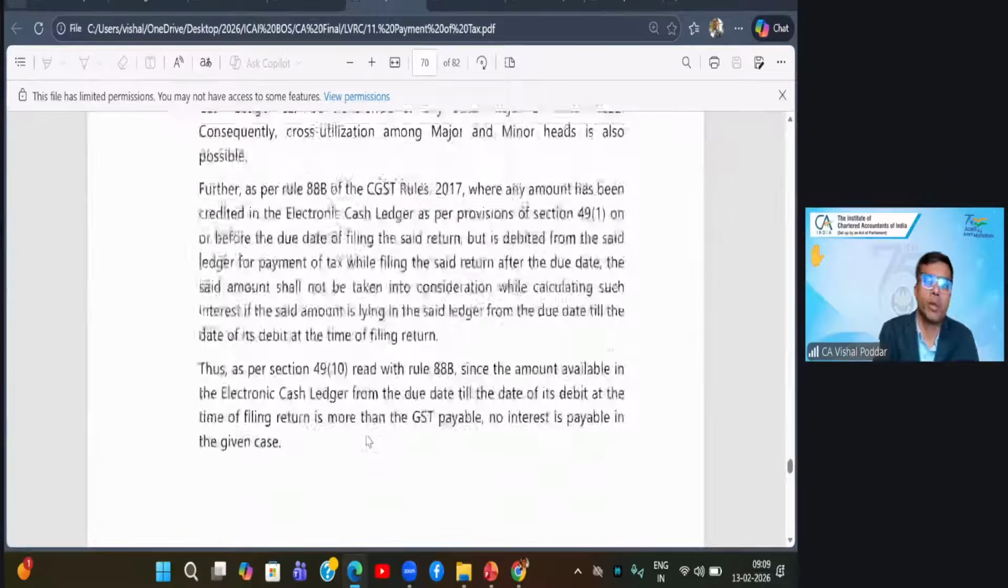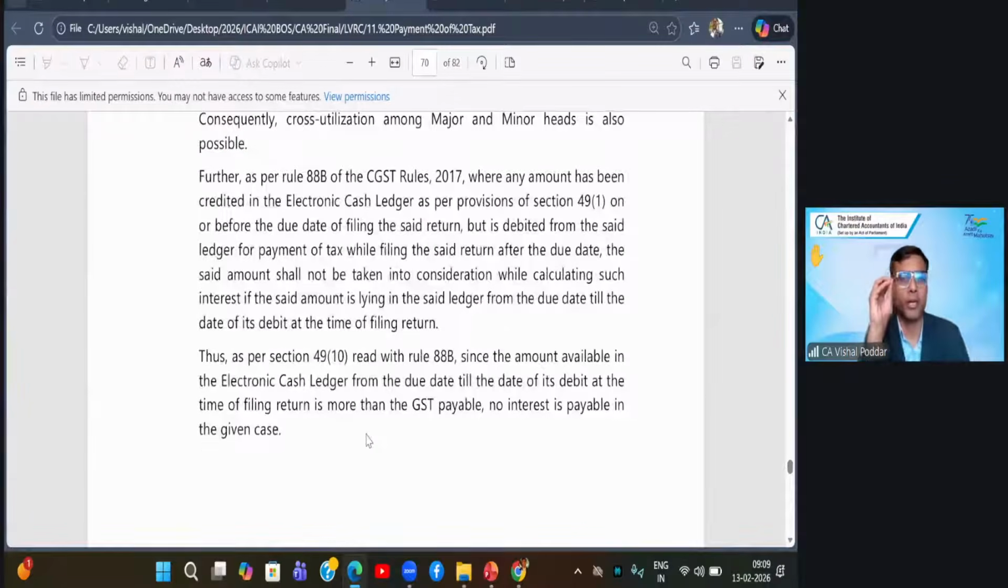Now comes the main part. Now we have to decide on the interest. Now technically your liability is 75,000 which is not paid, which you are going to pay 1 month late. Question is whether the credit cash ledger balance already there, so you have 40,000 balance there, will it be adjusted to compute the interest or it will not be adjusted? Please read.